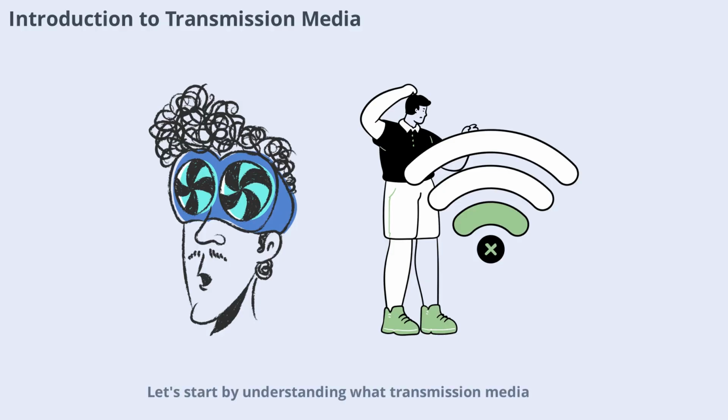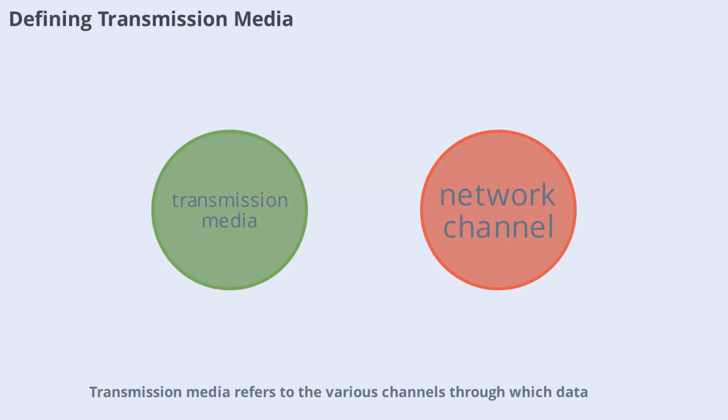Let's start by understanding what transmission media actually means in the context of computer networking. Transmission media refers to the various channels through which data signals are transmitted from one device to another within a network. These channels can be physical, like cables, or wireless, using electromagnetic waves.